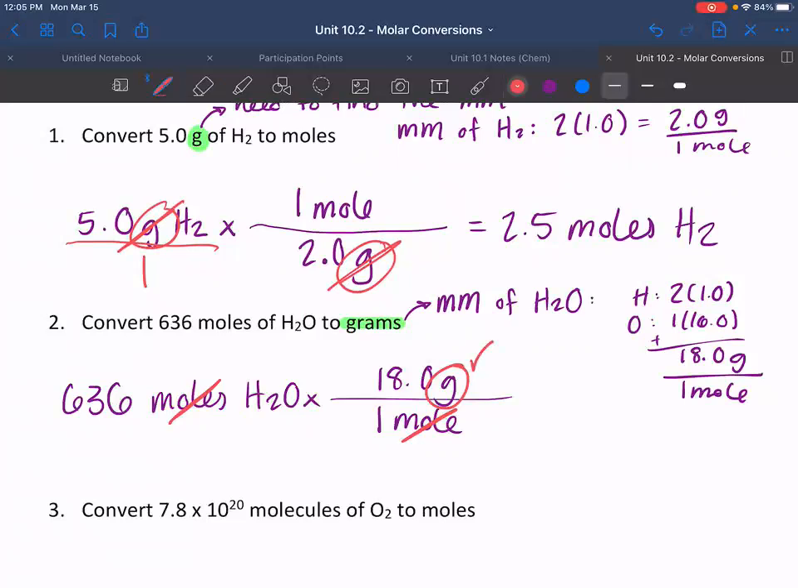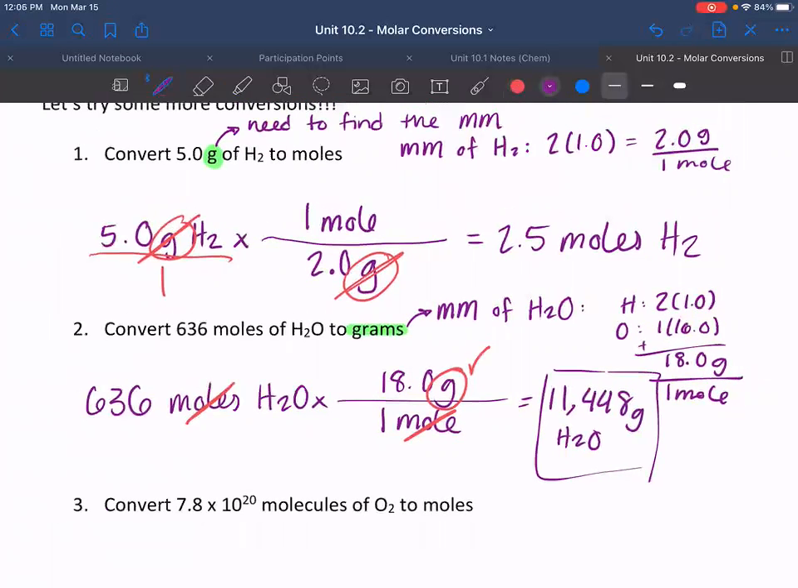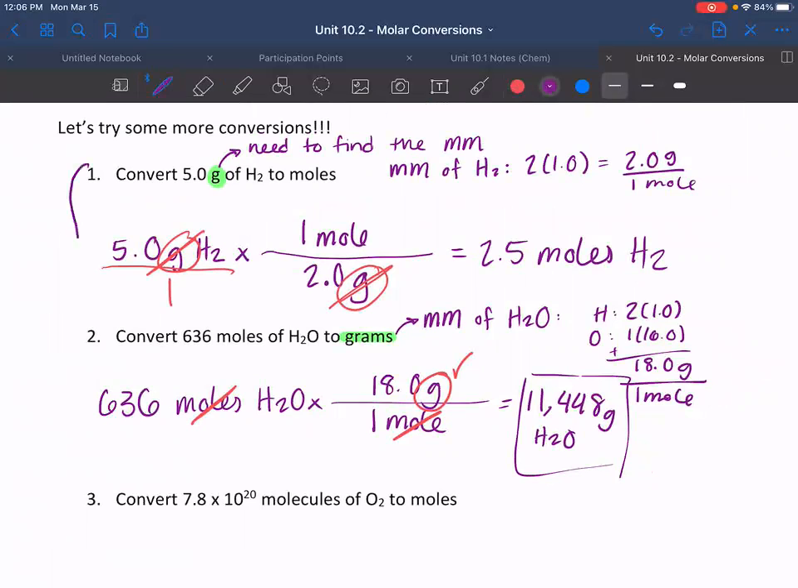So if we take 18 times 636, I forgot to write it down. It's like 11,400 something. 448. Okay. So this is how much water we have. Any questions about this one? So these first 2, this is working with the molar mass. So anytime you see grams in a problem, you're going to have to use the molar mass.